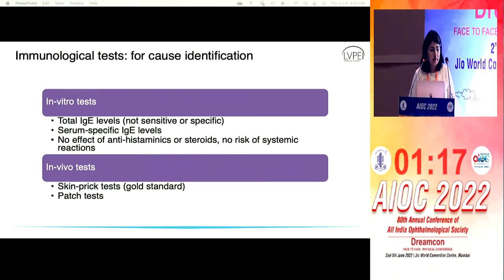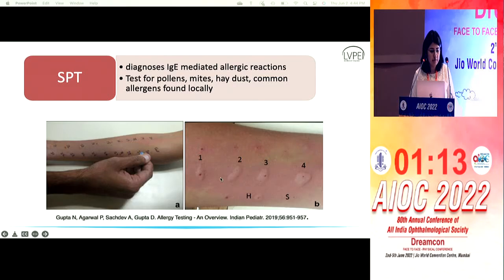So the in vivo tests include skin prick and patch tests, which also work on the same principle where the allergen is inoculated in the skin and the wheal and the flare is measured, and the allergen that the patient is sensitive to can be identified this way.